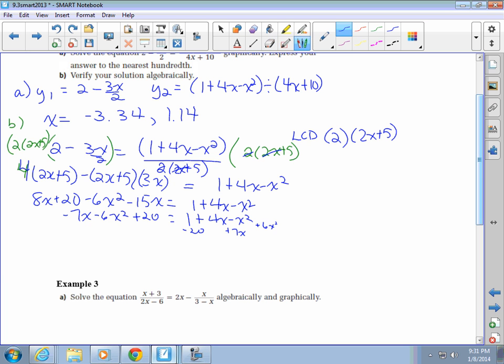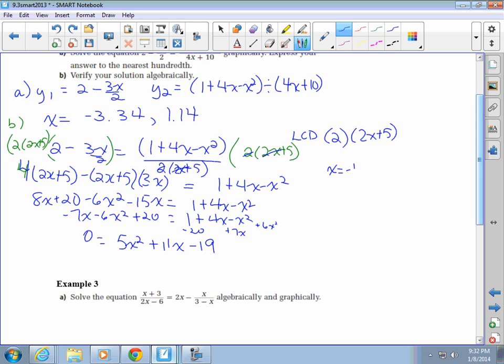Okay, so I have on this side 0 is equal to, I'm going to put this in order now. So negative x squared plus 6x squared, so that's 5x squared. Plus 4x plus 7x is plus 11x. 1 minus 20 is negative 19. So you can try to factor this using slide and divide. It's going to take you a little while because you're still going to end up with some pretty wild numbers. So the easiest way to do this is the quadratic formula.